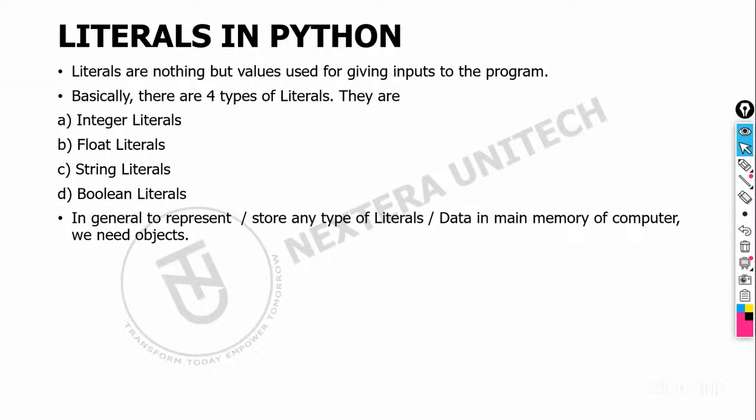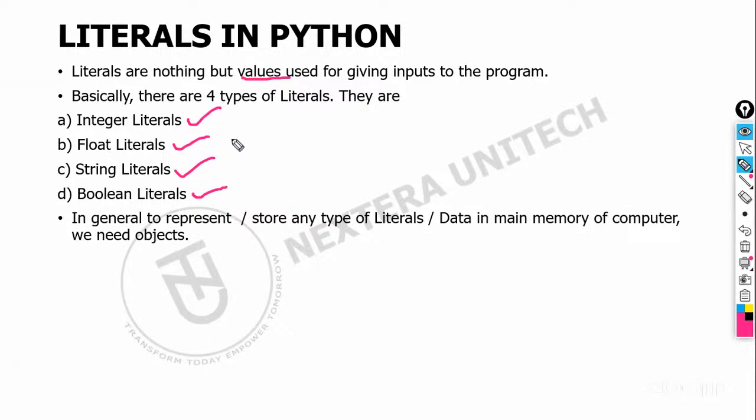Good going. So in today's session, let us understand the basic fundamental topics in Python. It's nothing but literals. What are literals in Python? Literals are nothing but values. Whatever the values that you give as part of inputs in a program, they are literals. And in general, we have four different types of literals, friends: integer, float, string, and boolean.